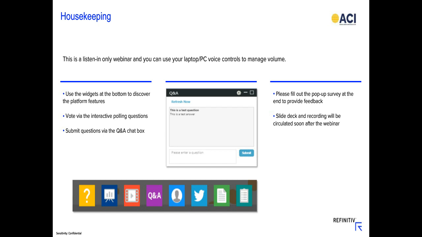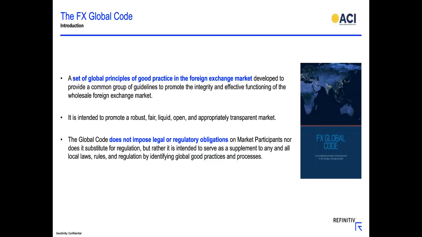So let's kick off the session, and I believe it's good to start from what the FX Global Code is. The FX Global Code can be simply described as a set of global principles of good practice in the foreign exchange market, developed to provide market participants with a common group of guidelines. It aims at promoting the integrity and the effective functioning of the wholesale foreign exchange market. Overall, I would say that the aim is to promote a market that is more robust, fair, liquid, open, and appropriately transparent.